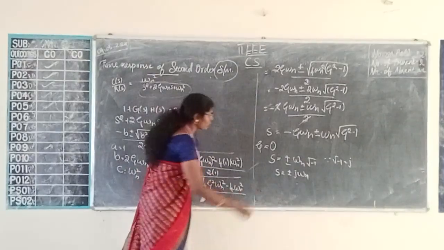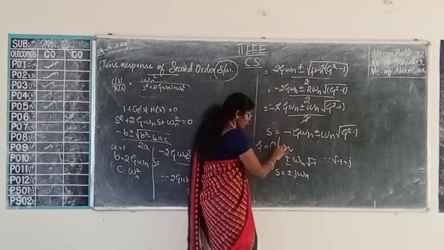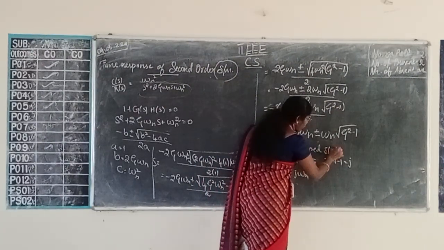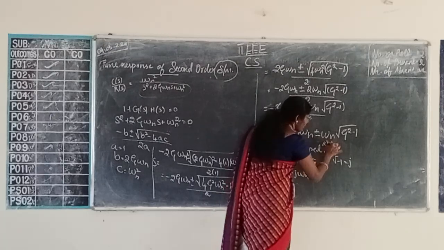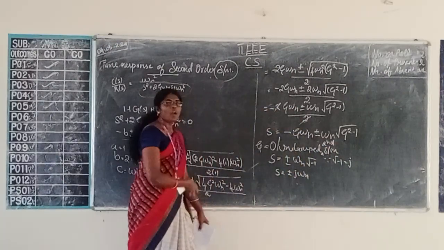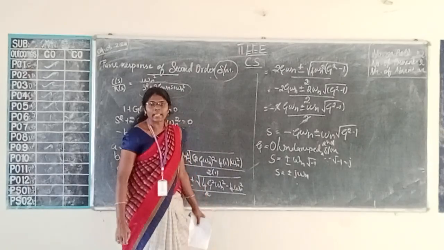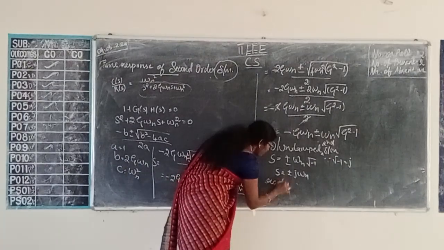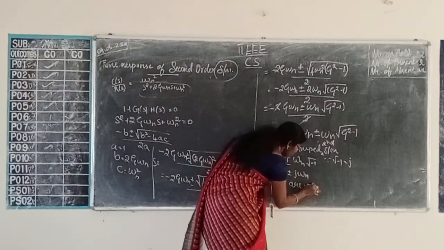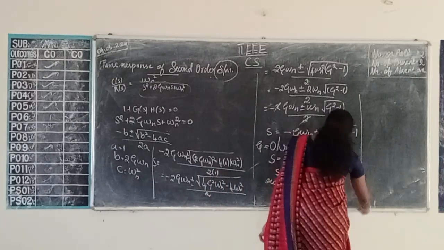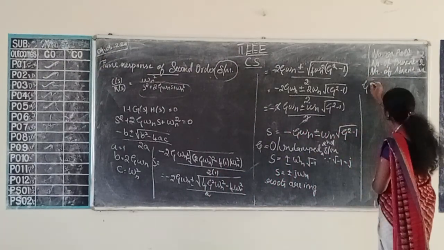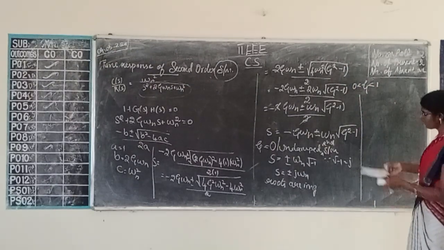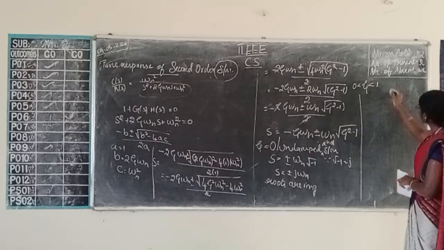We can conclude that when zeta is 0, for an undamped second order system, the roots in the s domain are imaginary. Now suppose I study zeta lying between the values 0 and 1. If it lies between 0 and 1, how will the equations be?